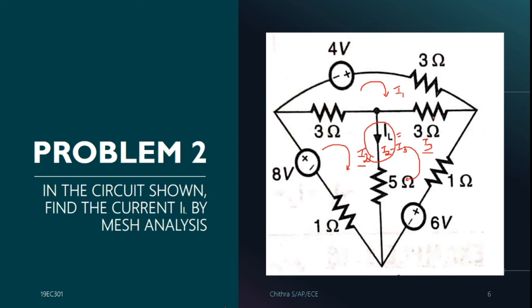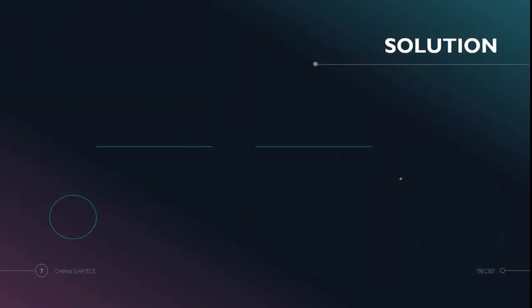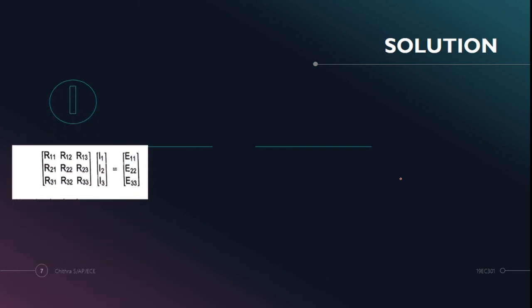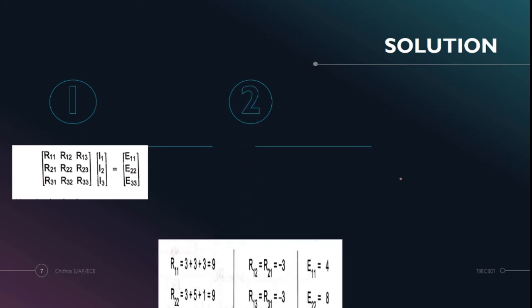So we will find the general matrix. If you find del 2 and del 3 alone, that is enough. No need to find del 1, because what is asked in the question is IL, and IL is present between mesh 2 and mesh 3. So find what is I2, find what is I3, subtract the currents, and that gives the required load current IL. So this is the general matrix. It is similar to what we saw in the previous problem.